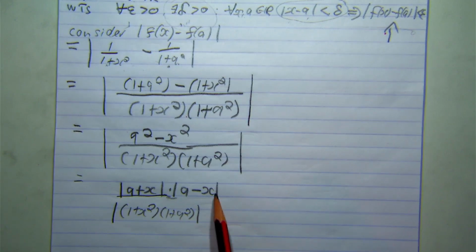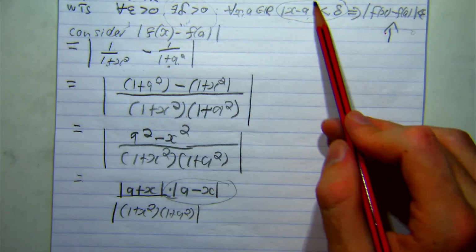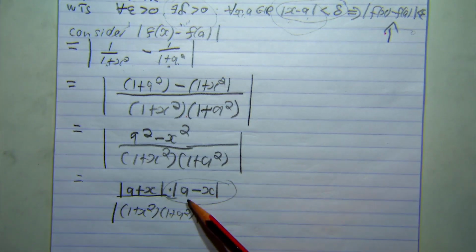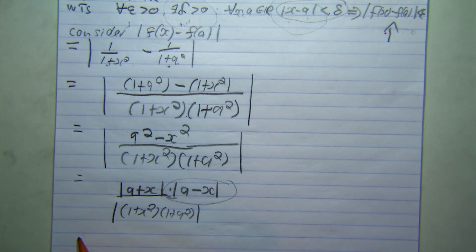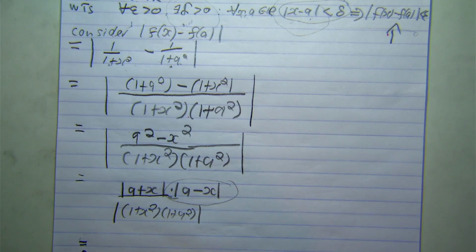Okay, and this here is the same as this. It doesn't matter the order in which you do the subtraction, the absolute value will be the same. And we can use the triangle inequality to separate this here. So I'm going to rearrange it like this.